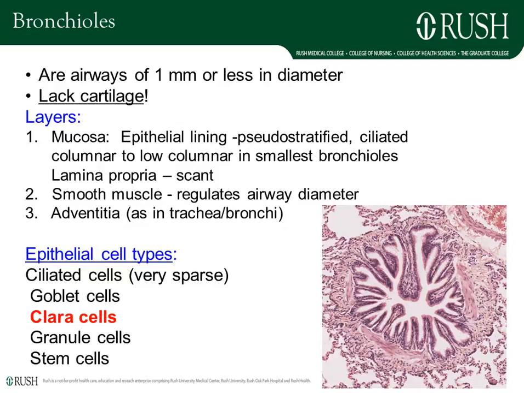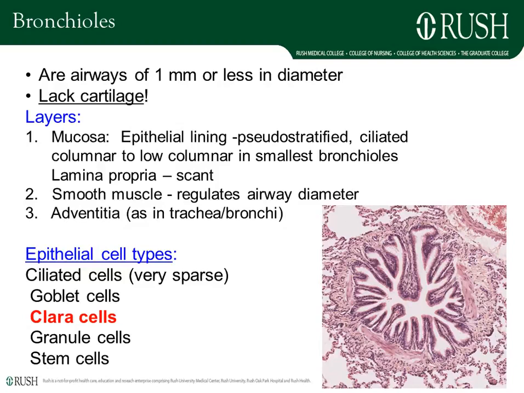So what are all layers here? Mucosa, pseudostratified ciliated, and in the largest bronchioles it will be columnar, but as the bronchioles get smaller and smaller, it might be low columnar to even cuboidal in the very smallest bronchioles. The lamina propria here is quite scant. There's not much of it. It's a thin layer. And there's that layer of smooth muscle pretty much right underneath the mucosal layer.